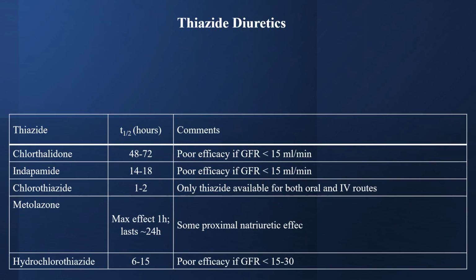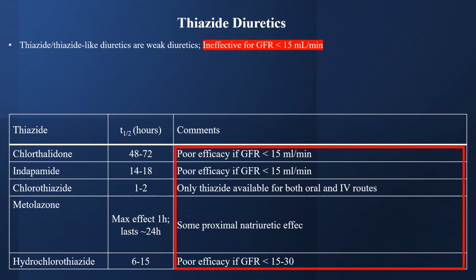A few words about commonly used thiazide diuretics. Thiazide and thiazide-like diuretics are weak diuretics because they act distally. Most of the filtered sodium has already been reabsorbed at more proximal nephron segments. Thiazide diuretics are typically ineffective as diuretic agents for patients with very advanced or end-stage kidney disease.